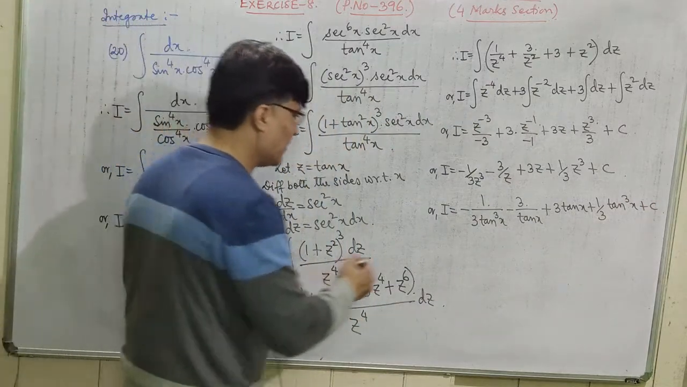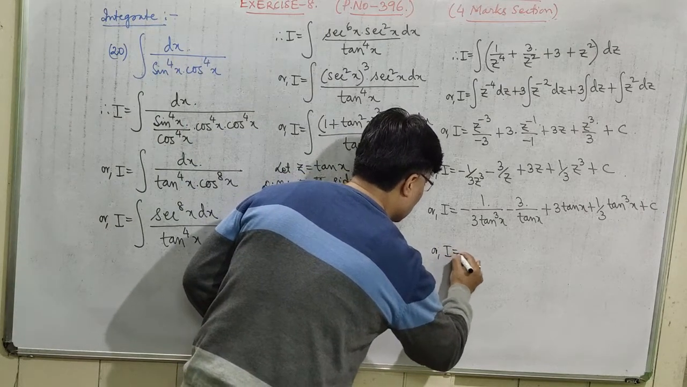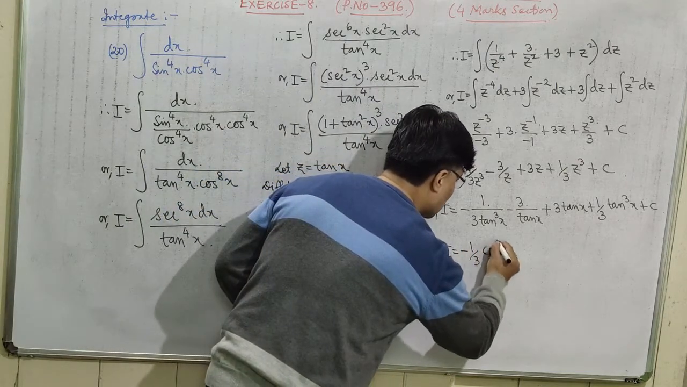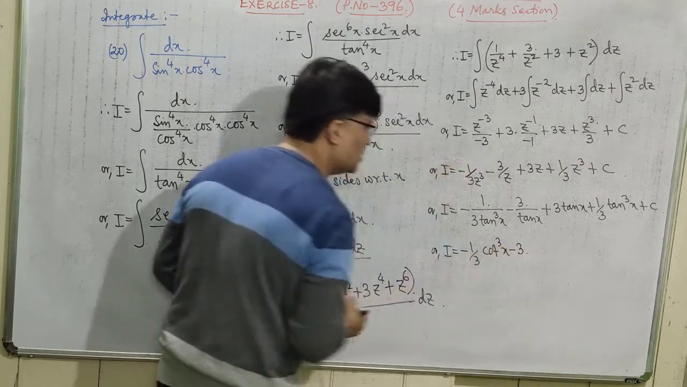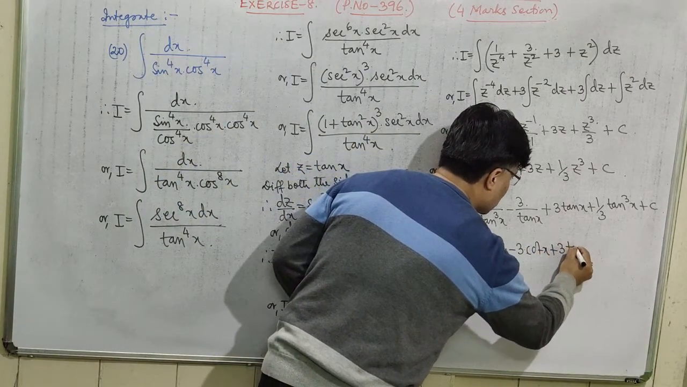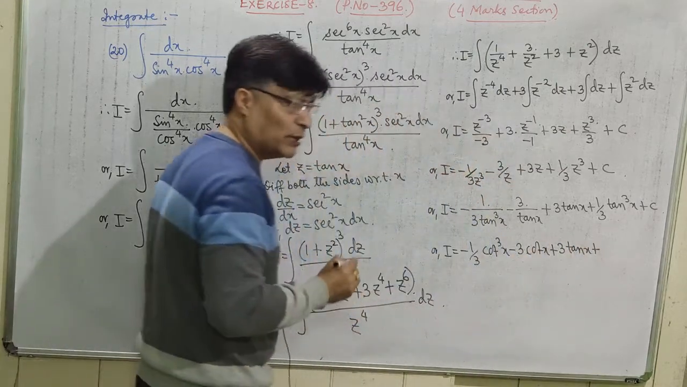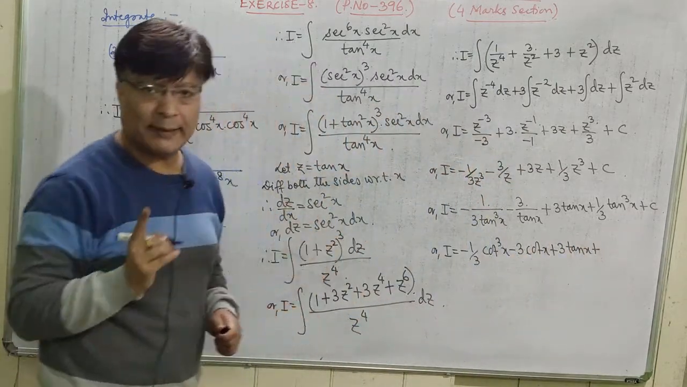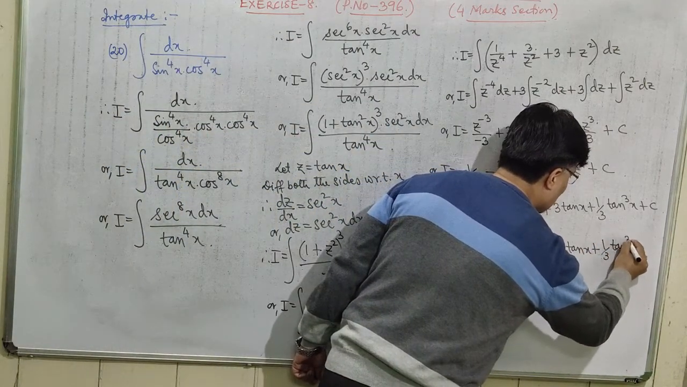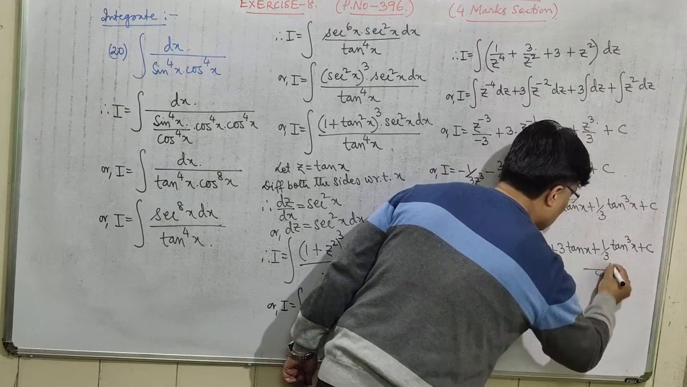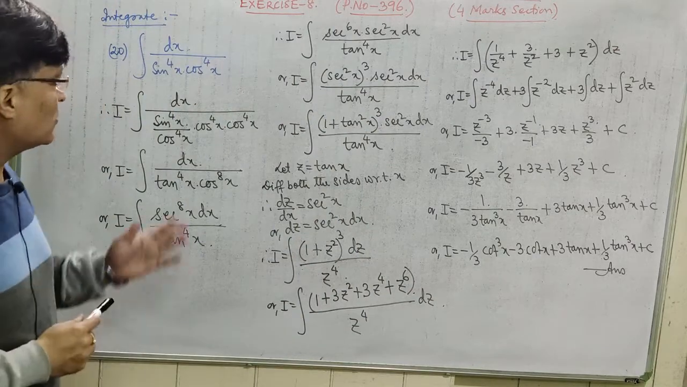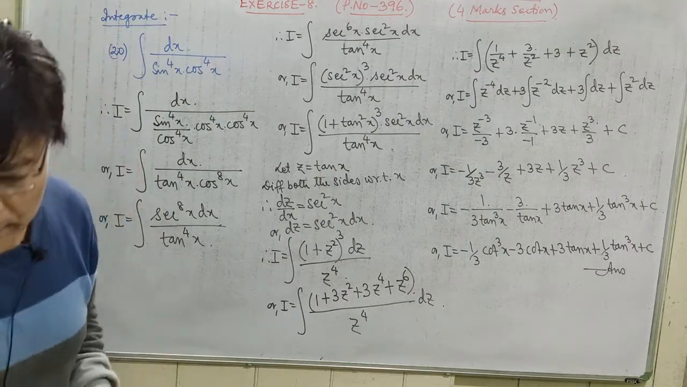Understood? So again you can simplify it further. Or I is equal to minus 1/3. What is 1 by tan cube x? This is cot cube x, minus 3 into, what is 1 by tan x? It is cot x, plus 3 tan x is kept as it is, plus also the fourth term is kept as it is, that is plus 1/3 tan cube x plus c. So this is the final answer. So I think you have understood it, so you can copy it. Now we'll do the next question.